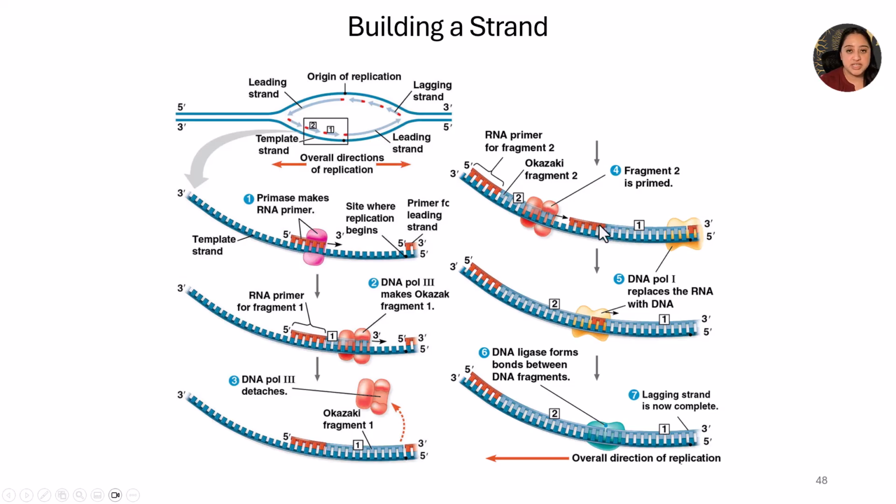They have to get taken off. And then, when the primer comes away, DNA polymerase replaces the RNA that was there with DNA. So now there's DNA. And then DNA ligase joins the two fragments.